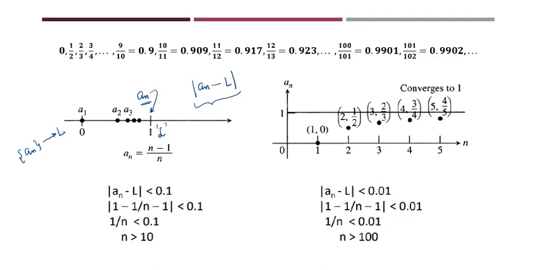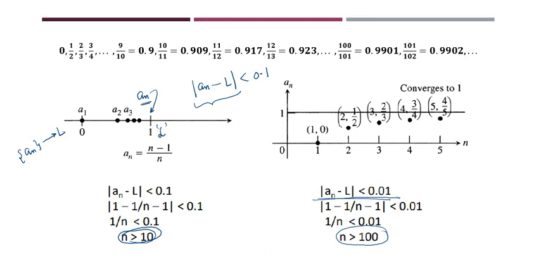If I want to say that the difference between the terms of the sequence and the limit should be less than 0.1, I can say, okay, go till n greater than 10 and you will have this difference less than 0.1. But if I say no, I want the difference of the terms from the limit L to be less than 0.01, it means I have to move to greater terms. If my n is greater than 100, in that case this is less than 0.01.